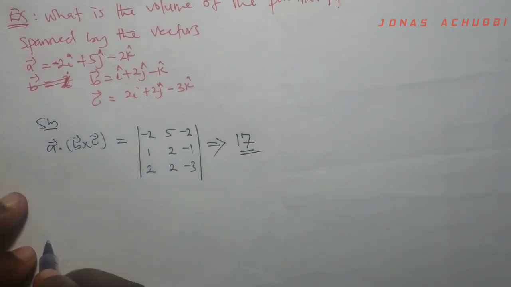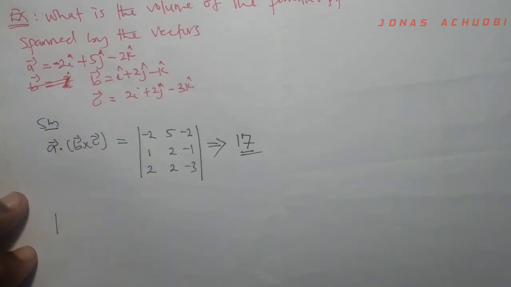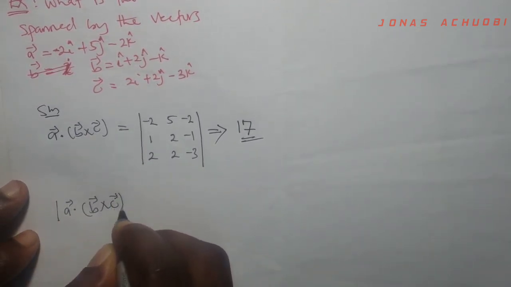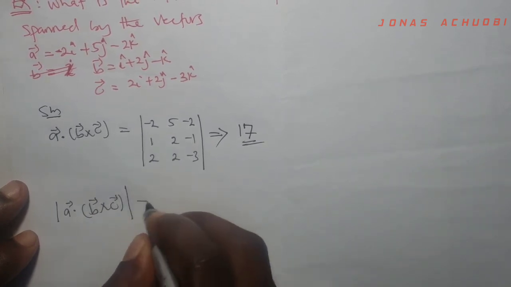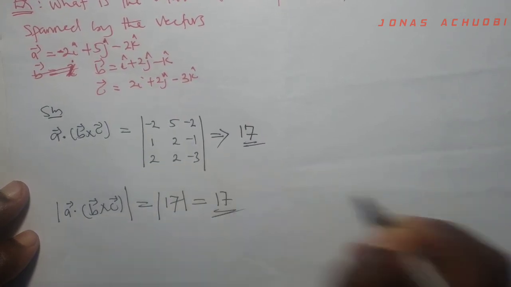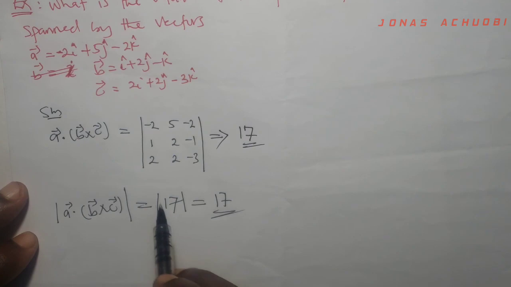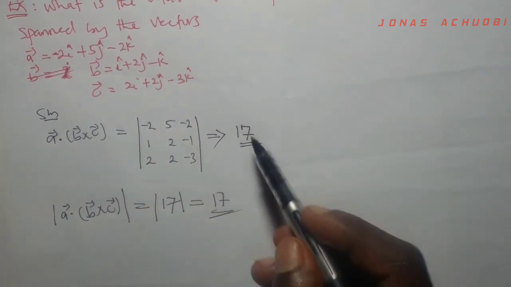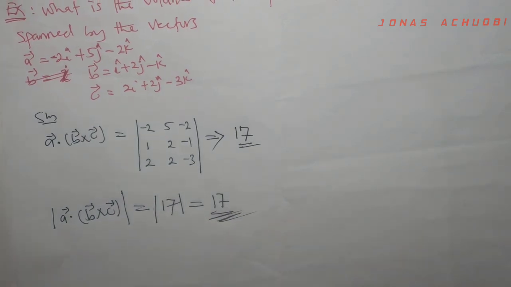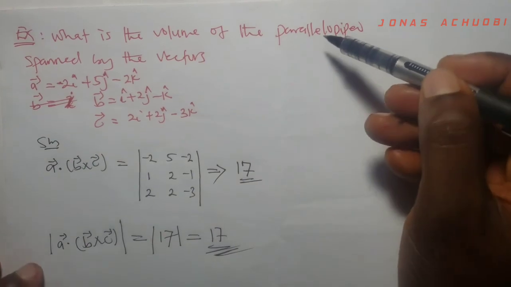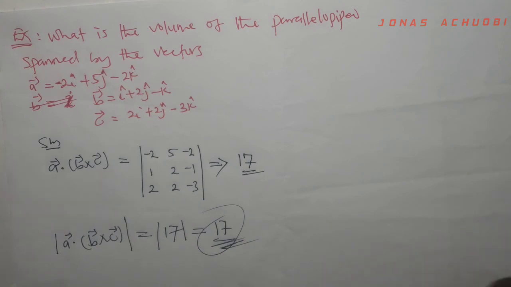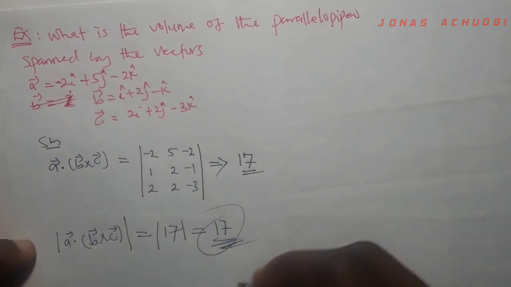Let's just go ahead. The absolute value of the scalar triple product is the absolute value of A dot B cross C. That gives us the absolute value of 17, which is 17. This absolute value helps to knock off a negative sign that might come from the determinant. So the volume of the parallelepiped spanned by these three vectors is 17. If you go with the formula base area times height, the answer will also coincide with what you have.